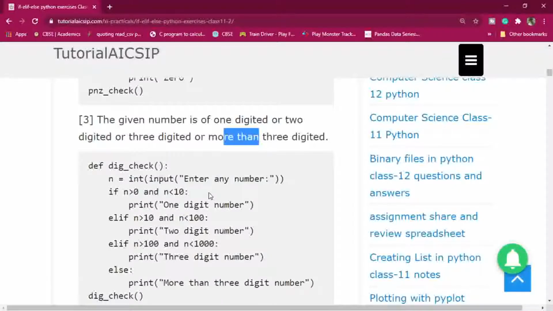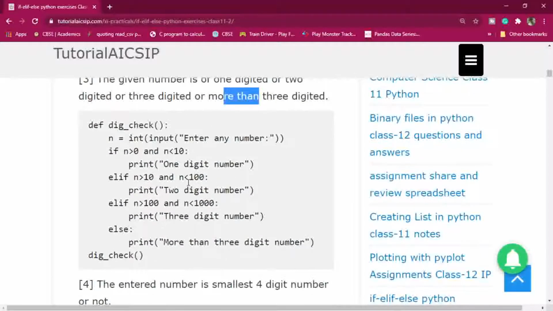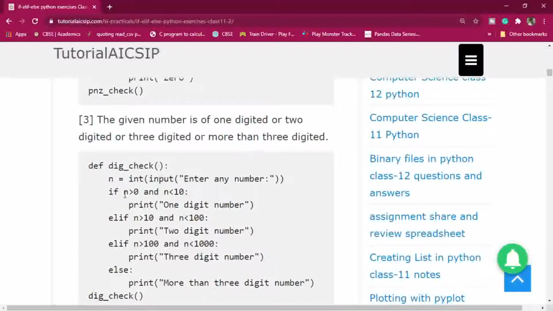So here you can see how we can decide that the number is 1 digit. If the number is greater than 0 and the number is less than 10, then it is called a 1 digit number. So the message will be printed, 1 digit number. Similarly, the next possibility, elif, n greater than 10 to 100. All numbers from 10 to 100 are 2 digit numbers. That's why elif, n greater than 10 and n less than 100.